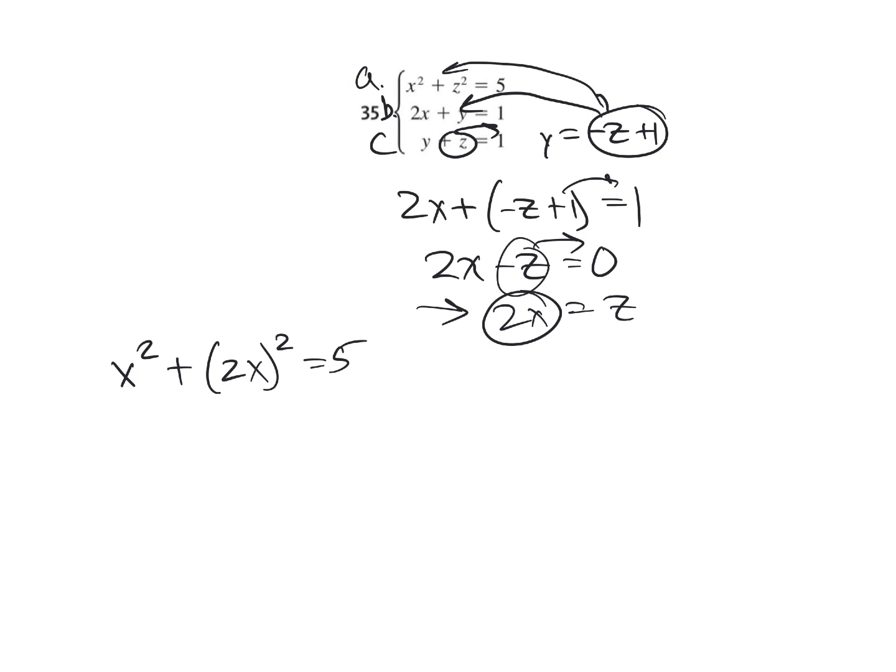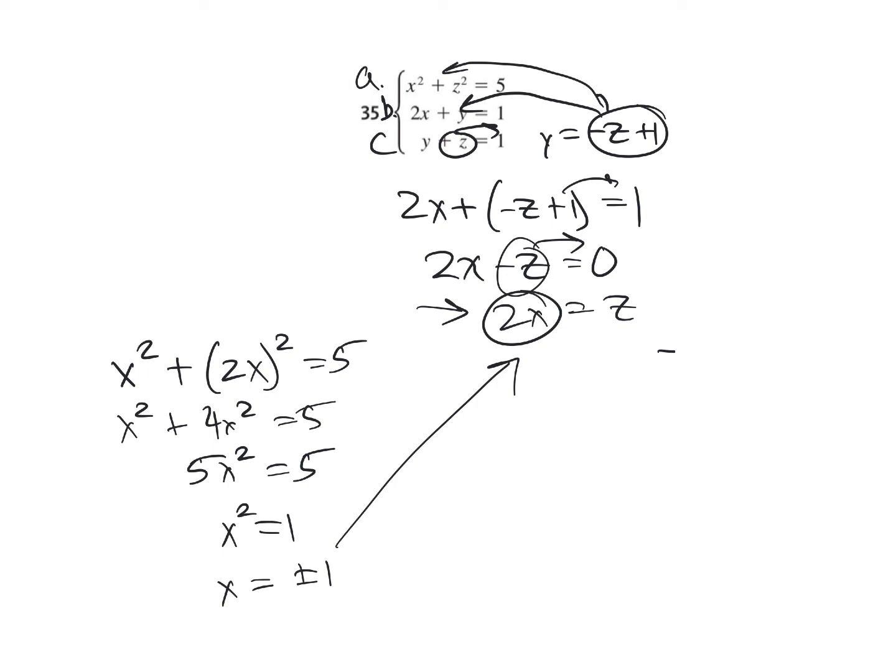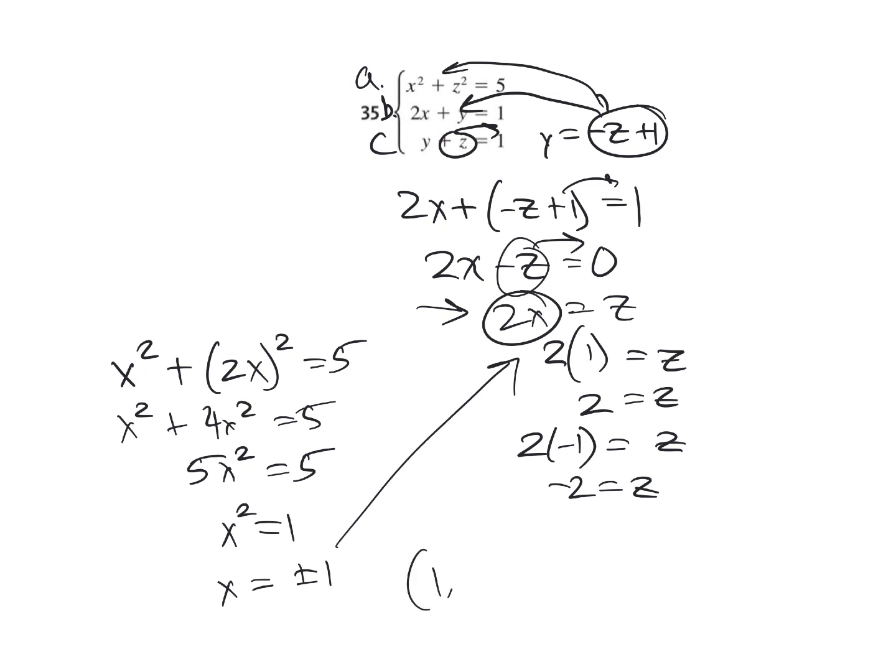And now we can solve for x. So x squared plus 4x squared equals 5. So that's 5x squared equals 5. Divide off the 5. X squared equals 1. So x is plus or minus 1. Okay, so that's the first part. So now we can get z by substituting up here. So z is equal to 2 times positive 1 and 2 times negative 1. You got to put both of them in. So when x is positive 1, z is 2. When x is negative 1, z is negative 2.